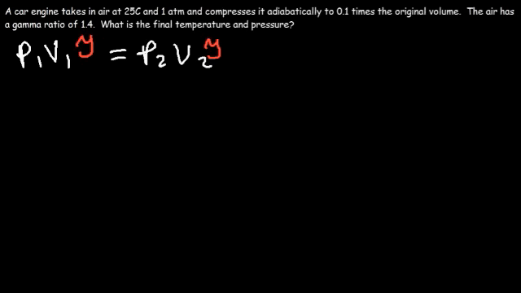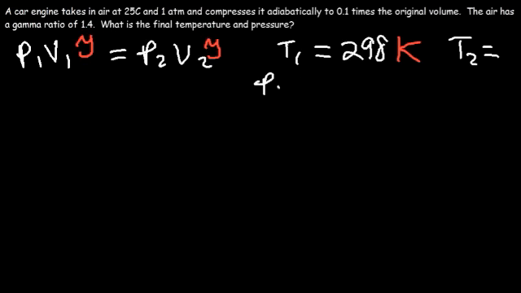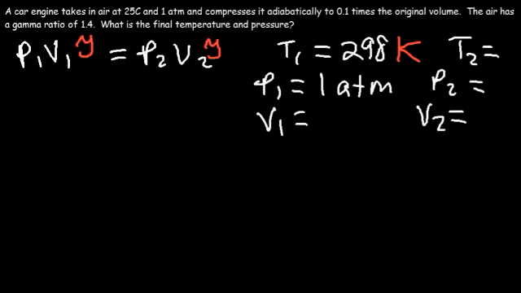Let's begin by using the equation P1V1 raised to the gamma value is equal to P2V2 raised to gamma. Now let's make a list of the information that we have. T1 is 25 Celsius, and if you add 273 to it, that's going to equal 298 Kelvin. Now we don't know what T2 is equal to. We know that P1 is 1 atm, and we don't have the value for P2. We need to find that as well. We don't know what V1 or V2 is equal to. However, we do know the ratio.